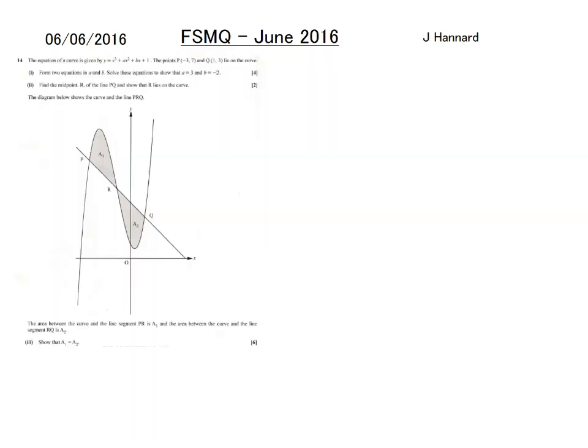Part 14 then. Last question. Thank goodness. The equation of the curve is given by y equals x cubed plus ax squared plus bx plus 1. The points P(-3, 7) and Q(1, 3) lie on the curve. Form 2 equations in a and b. Solve these equations to show that a is 3 and b is -2.